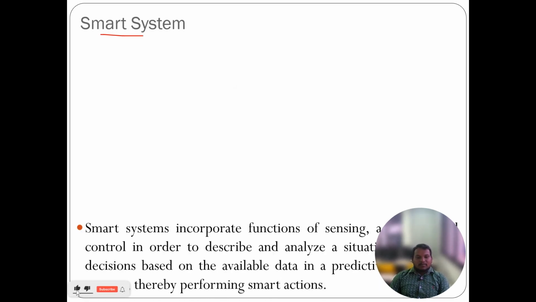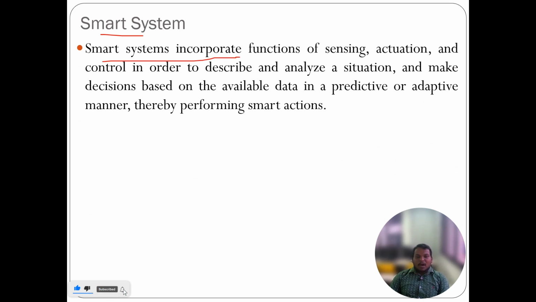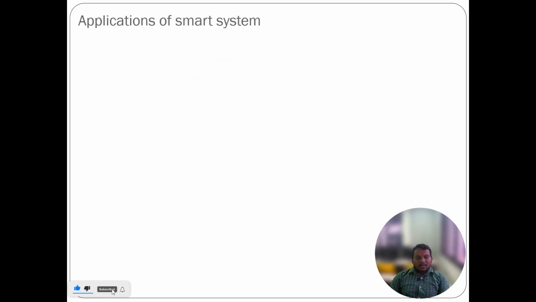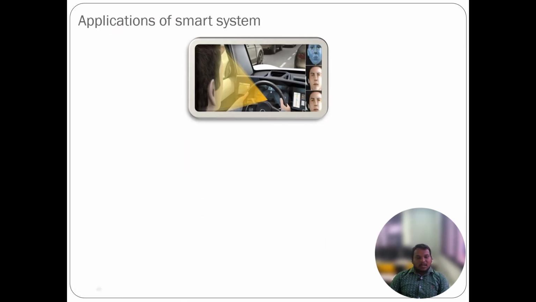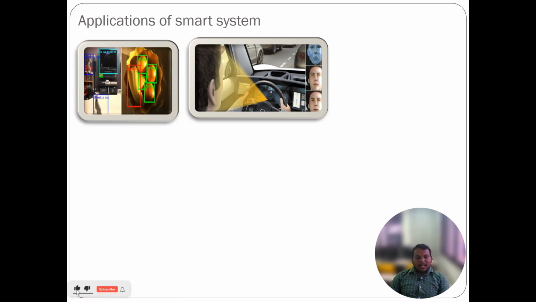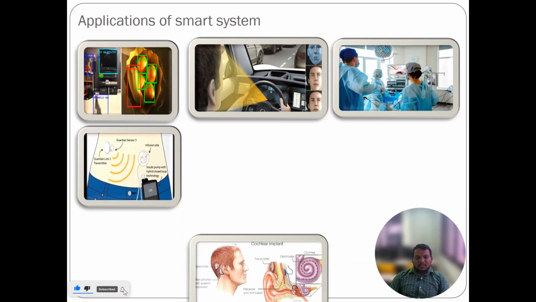What is a smart system? Smart systems incorporate the functions of sensing, actuation, and controlling in order to describe and analyze the situation and to make decisions based on the available data in a predictive or adaptive manner, thereby performing smart actions. We'll see some of the applications of smart systems.